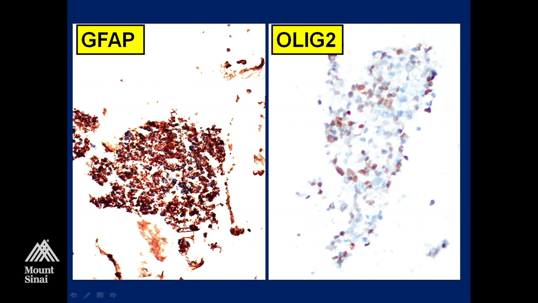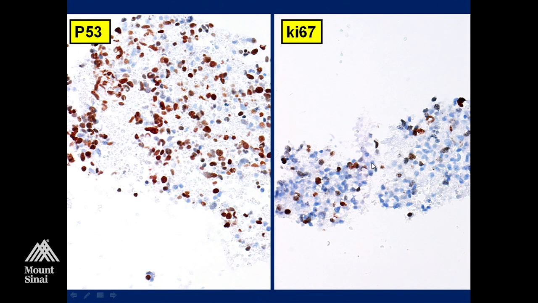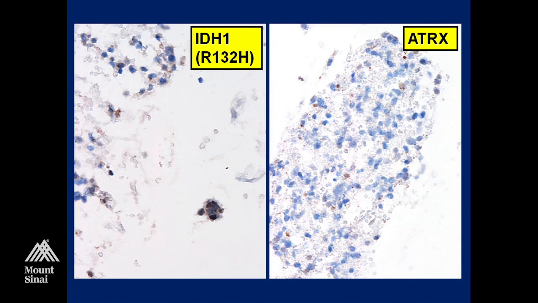These cells were strongly GFAP positive. A subset of them expressed the glial marker OLIG2 in their nucleus. They were strongly P53 positive, as was the primary tumor. They had a high proliferation index on Ki-67, and generally we don't see rapidly proliferating normal things from inside the retina. And we could see expression of mutant IDH protein on immunohistochemistry and loss of ATRX in the neoplastic cells, with some rare stromal cells that seem to show retained ATRX.